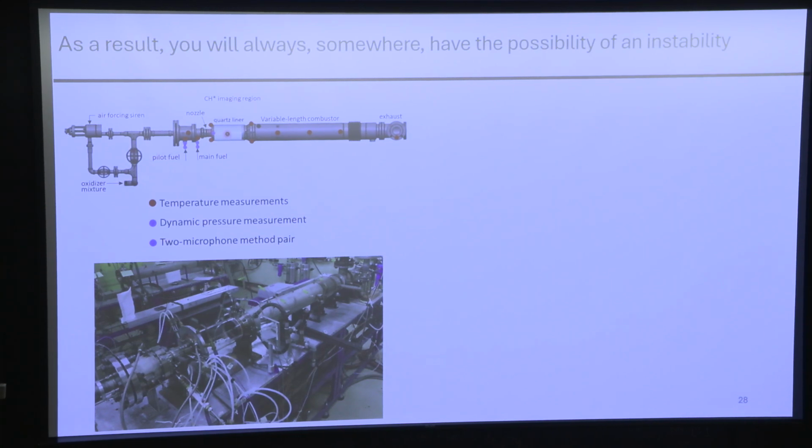You can see we have an injector here and a quartz liner, so we can see the flame. But the really nifty thing about this combustor is we can change its length while it's operating. Inside this long tube at the end, there's a water-cooled piston, and there's a stepper motor here on a translation screw. And so you can move the piston back inside and change the length of the combustor as you're going.